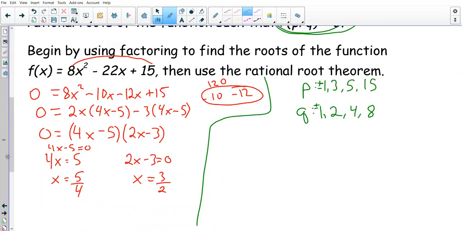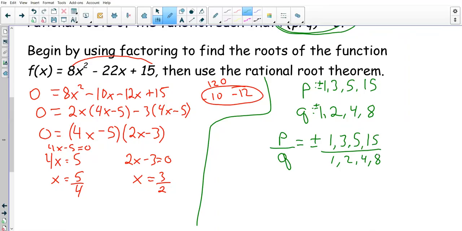So what I'm looking at, the way we often write this, is P divided by Q. It could be plus or minus 1 or 3 or 5 or 15 divided by 1 or 2 or 4 or 8. So the values I'd have to check would be 1 divided by 1, 1 divided by 2, 1 divided by 4, 1 divided by 8, and then negative 1 divided by everything in the denominator.